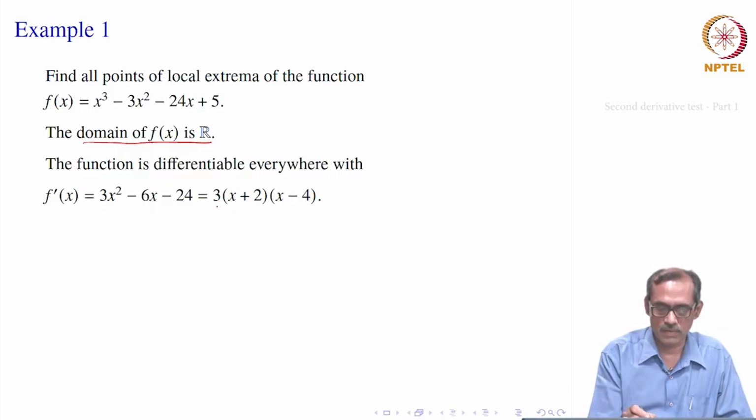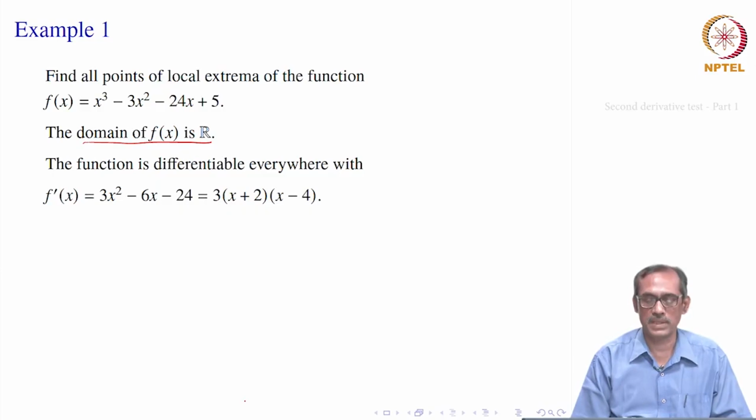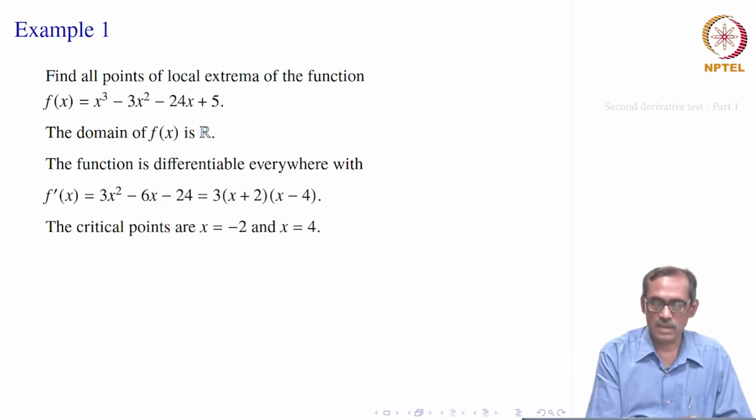So, this we can factorize to get the critical points. It is 3 into (x plus 2) into (x minus 4). Just verify, it is x square minus 2x minus 8. So, 3 taken common, it is all right. f prime of x equal to this. Therefore, the critical points are x equal to minus 2 and x equal to 4. These are the critical points.